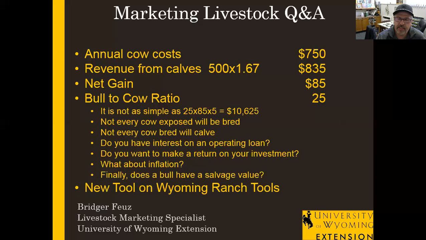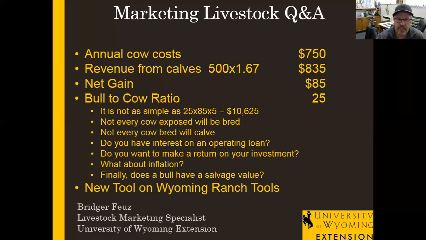And if we had a bull to cow ratio of 25 cows for each bull, does that mean it's as simple as just multiplying that $85 net gain per calf times 25 calves times 5 years that you have that bull in service, so you can afford to pay $10,625 for that bull? Well, no, it's not that simple. There are some other things we need to think about, and I'll show you on the next slide. We have a calculator that does think about those things and makes this process a little easier for you.